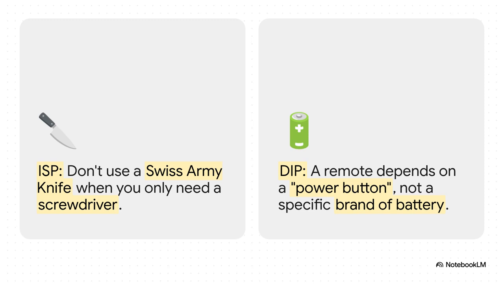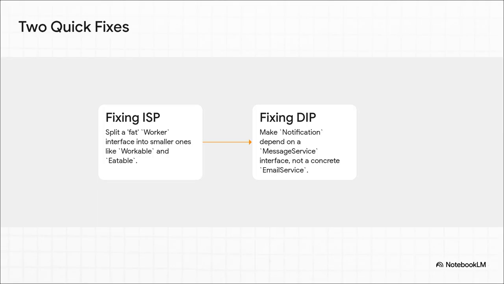Your classes shouldn't have to depend on methods they don't even use. And for dependency inversion, or DIP, think about your TV remote. It doesn't care if you put in Duracell or Energizer batteries, it just depends on the abstract idea of a AA battery. Your high-level code should work just like that, depending on abstractions, not on concrete details. So let's see how we can fix these.